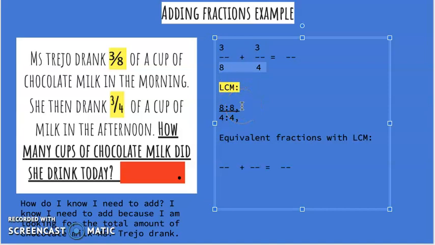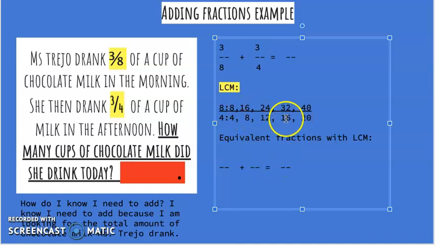By doing my t-chart. In your t-chart, you're just going to write the timetables for each of your denominators. So here I'm going to write the timetables for 8: 8, 16, 24, 32, and 40. And I'm going to stop there. Now, the goal here is to find the first multiple that your two denominators have in common, the least common multiple. So for 4: 4, 8, 12, 16, 20. Okay, I'm going to stop there.